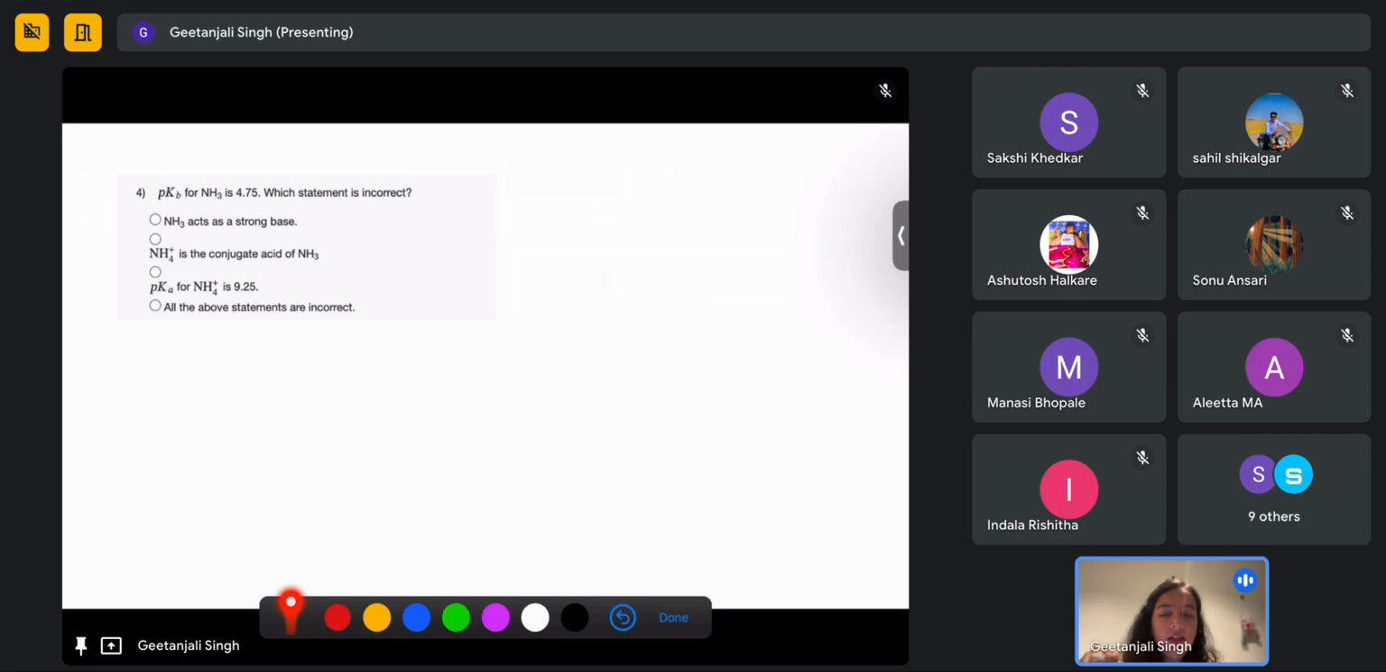Now, this is what Kb is. Kb is basically the measure of basicity. The higher the Kb, the greater the basicity of the compound. But when we think about pKb, it's minus log of Kb. A higher pKb indicates lower basicity. So if the pKb is low, the basicity should be high. What is 4.75? Is it low? Is it high? And what does it mean?